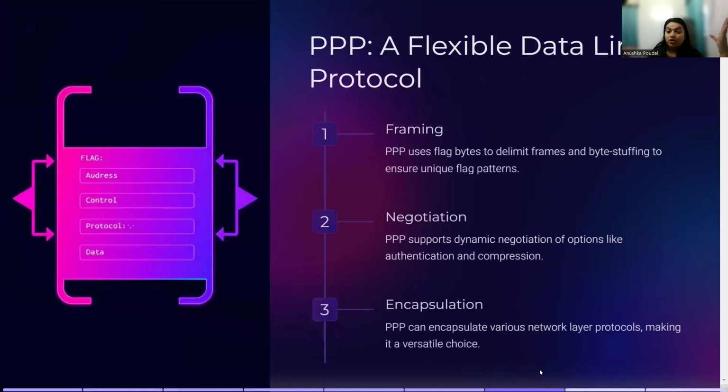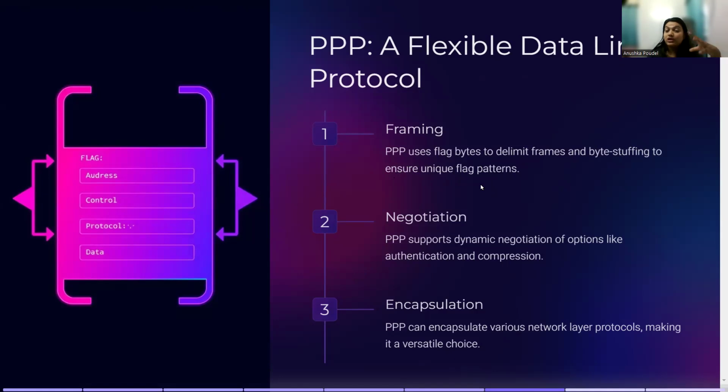Then you have PPP, that is point to point protocol. Basically, it is a computer communication protocol that allows data to be transmitted between two routers without any disturbance of another route. So it is a flexible data link protocol. Framing: PPP uses flag bytes to delimit frames. So before we had a start and stop delimiter, but here we have flag bytes. That is the byte stuffing method which is being used.